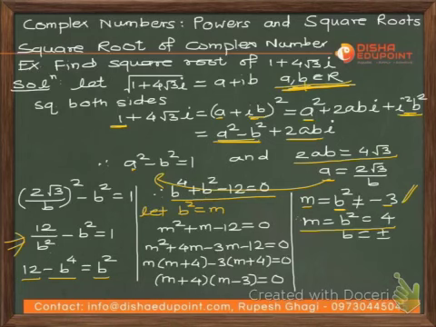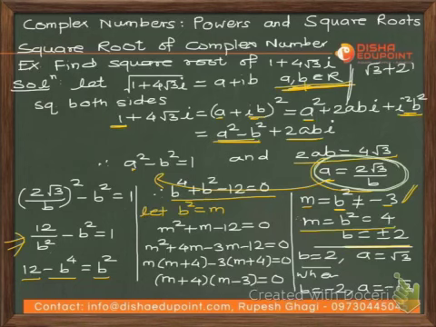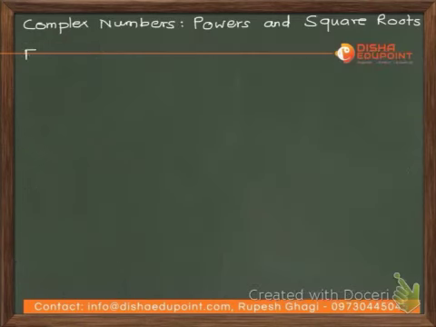So b square is equal to 4 gives us two values of b. So b is either plus 2 or minus 2. When b is equal to plus 2, we use this formula again. So when b is equal to 2, a is equal to root 3, and when b is equal to minus 2, a is equal to minus root 3. So we have two roots now, either root 3 plus 2i or minus root 3 minus 2i. These are the two values, I mean square roots, of this given number 1 plus 4 root 3i. You can use this method for any problem.